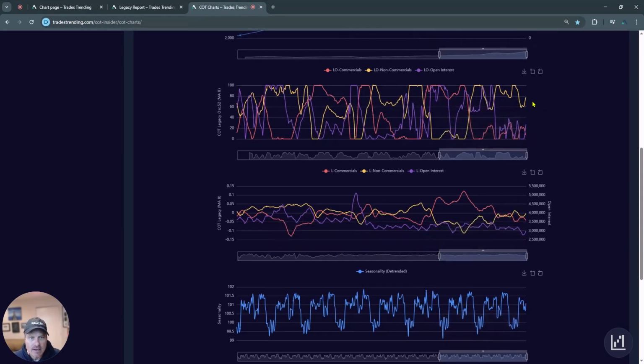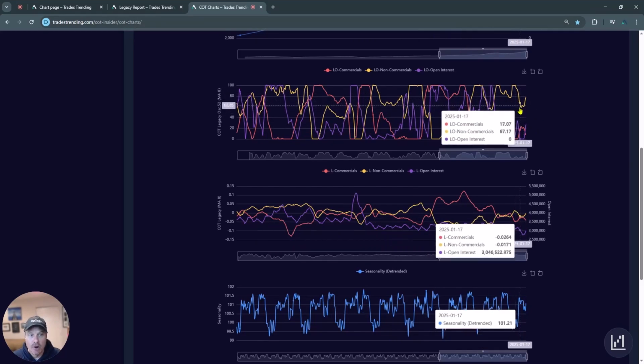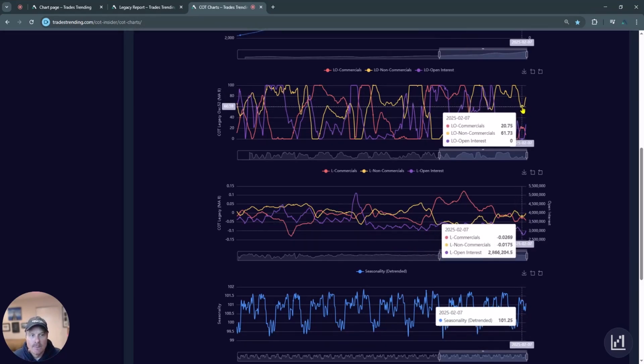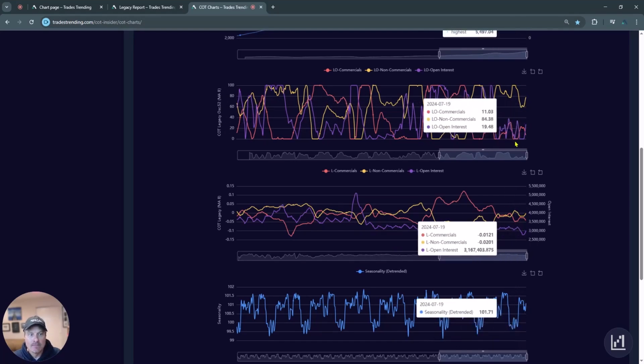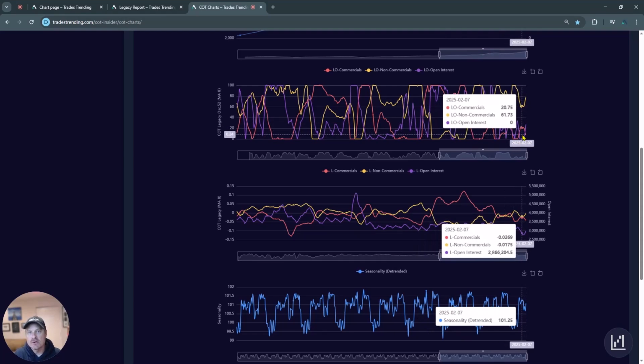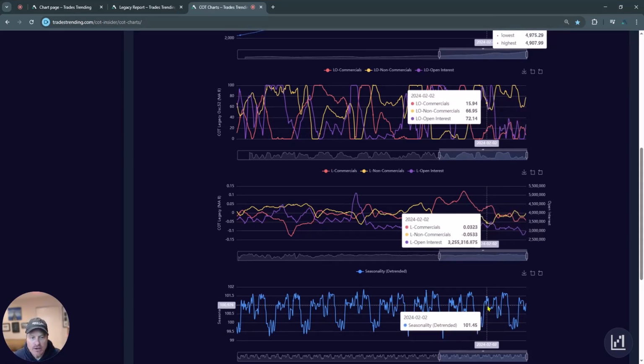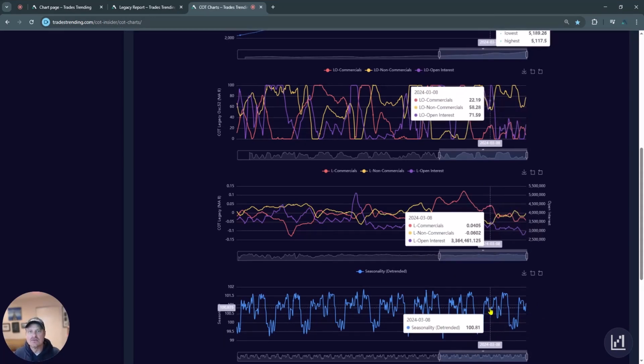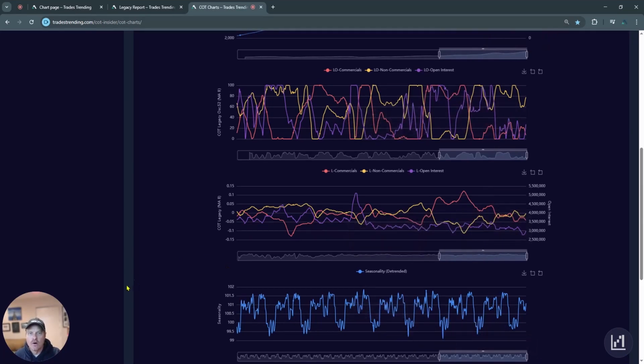So we can see the non-commercials, which is the smart money. We see this ticking up, meaning we see buying coming in. We see open interest in purple also ticking up. This means more and more positions are being added to the open market. And of course, we know we are now into the time of year that kicks off the most bullish time of the calendar year for the indices.